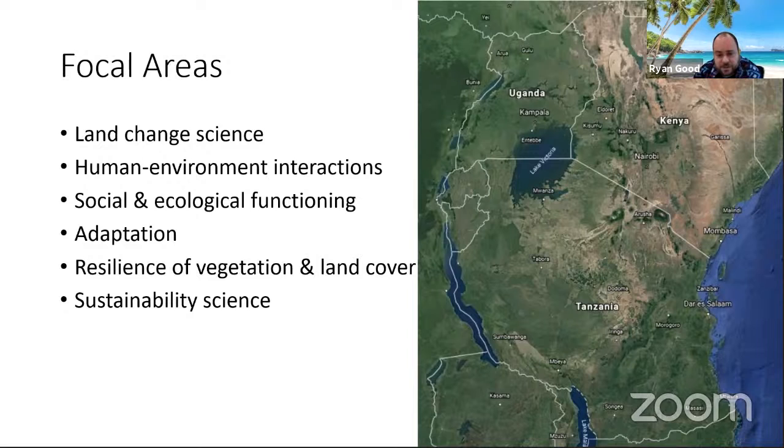The study of human environment interactions across these national frontiers between Uganda, Tanzania, and Kenya provides, I think, a really exceptional opportunity to study the ways in which differing drivers of land cover and vegetation change, from social, economic, political, and other human drivers all the way down to more natural drivers, can all come together to impact social and ecological functioning, adaptation, and the resilience of the resultant vegetation and land cover that exists in that environment.